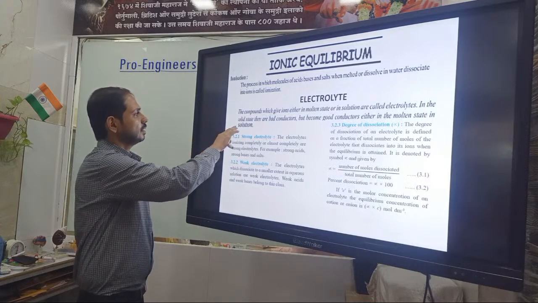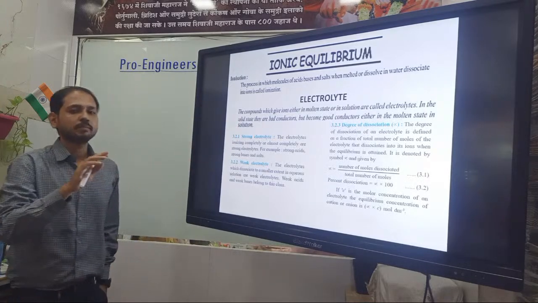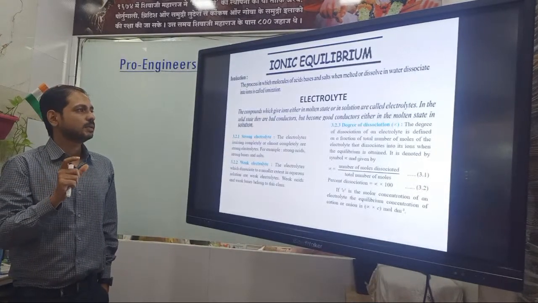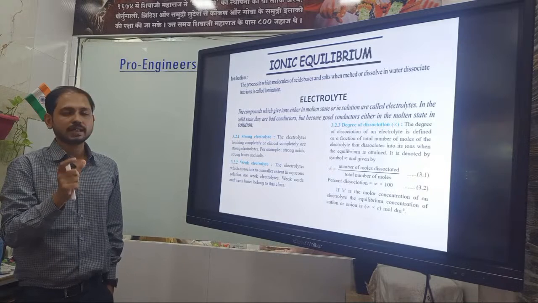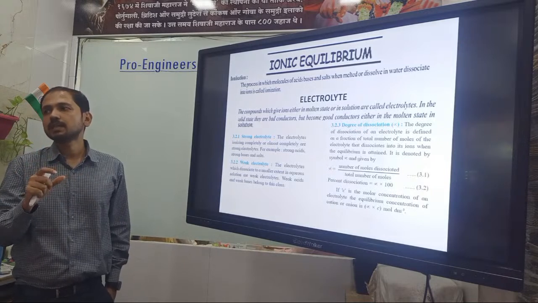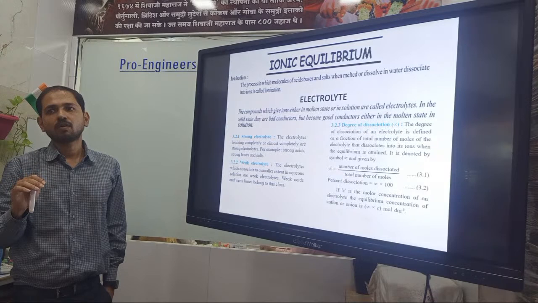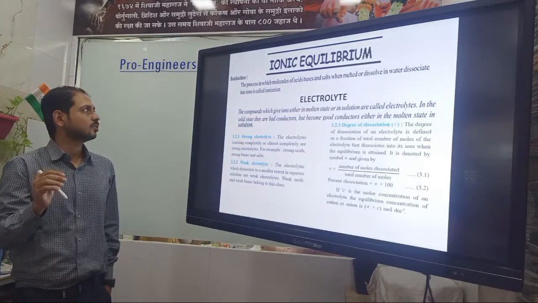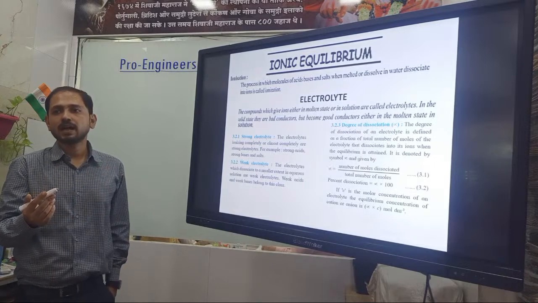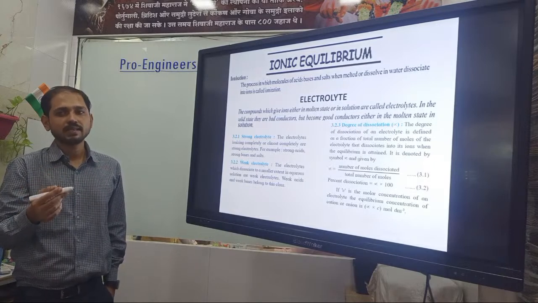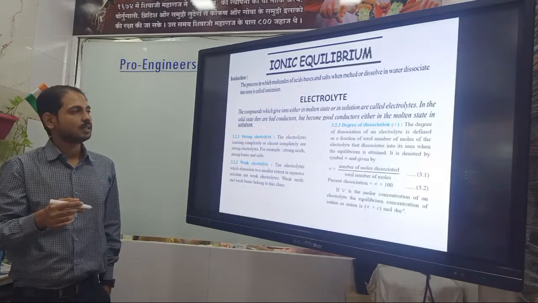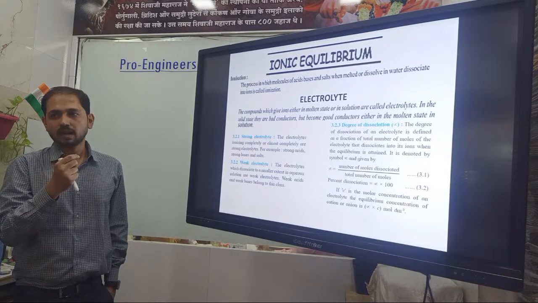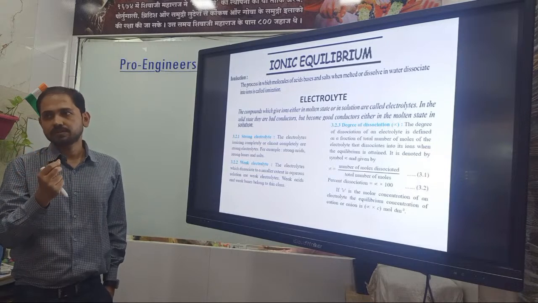We know that metals are good conductors of electricity, right? But electrolytes are also good conductors when they are present in the molten state or in solution, because in the molten state or in solution they undergo the ionization process and produce ions in the solution, right? These ions actually carry the charge or electricity.